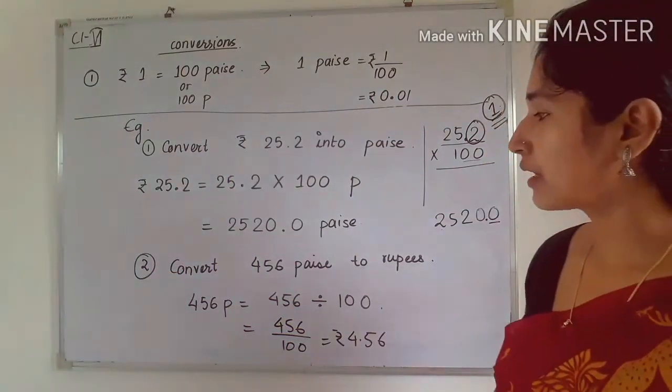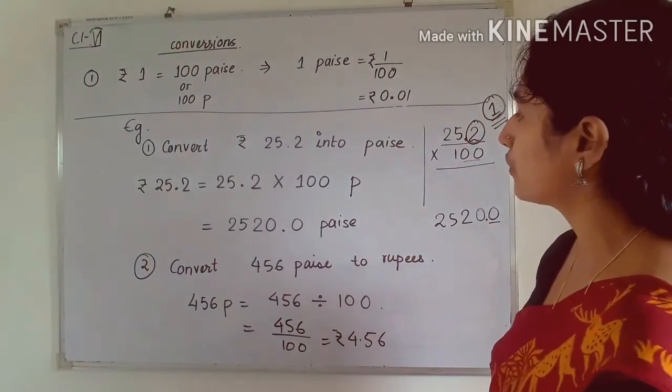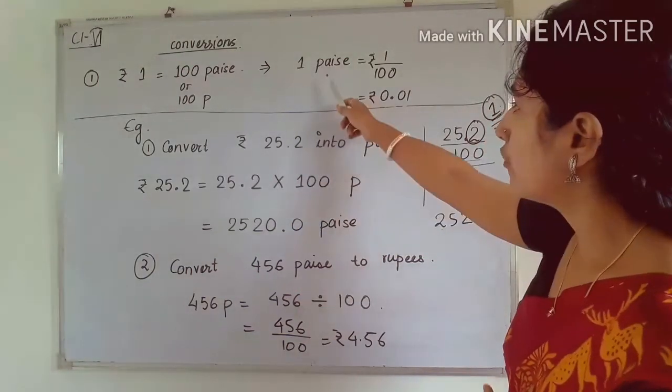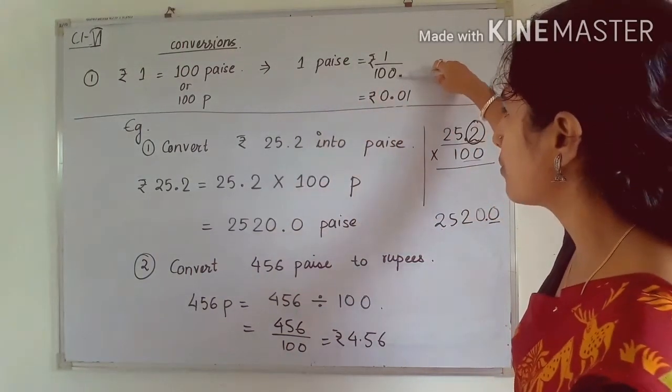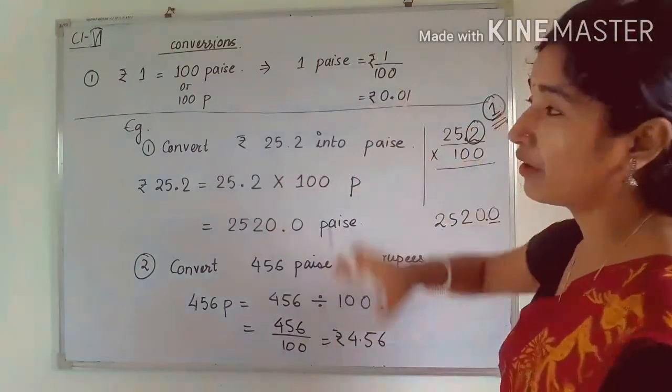Similarly, in the next example we have to convert paise to rupees. The paise given is 456. You know that for converting paise into rupees we have to divide by 100, or you can say we have to multiply with 1 by 100.